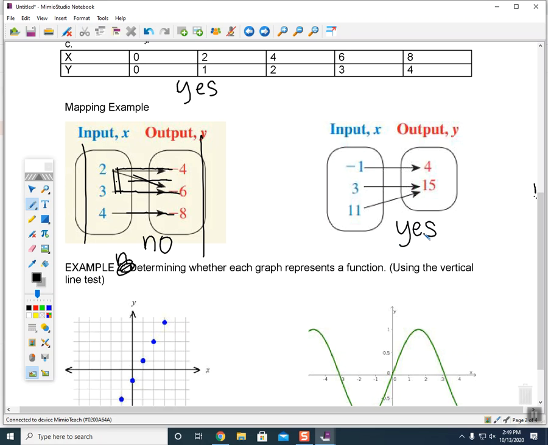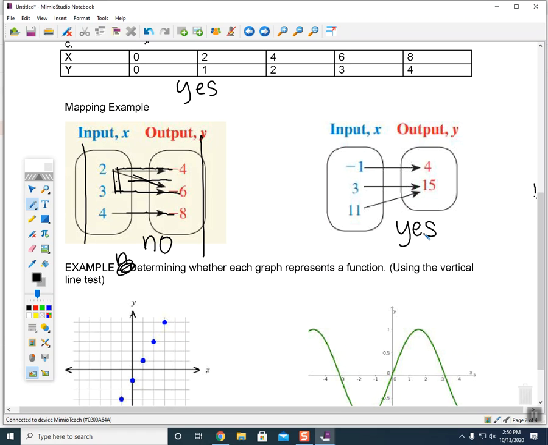Now, I had a couple people today that were a little confused because they were like, well, Mrs. Olson, 3 and 11 both go to 15, so it's not a function. So why is the one on the left hand not a function, but this one is? Well, our definition of a function is that my input x goes to one output y. So -1 goes to its own number. 3 goes to one number. 11 goes to one number. So it is a function.